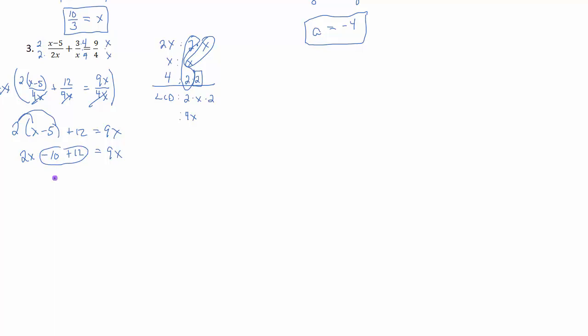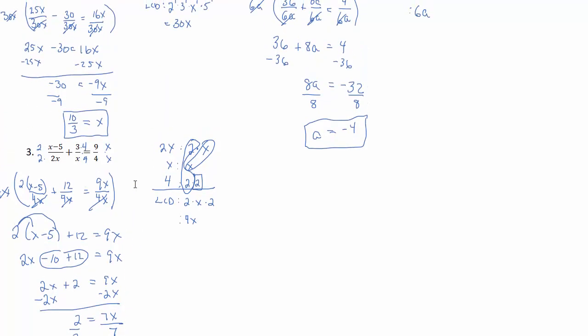Combine negative 10 and 12 together. 2x plus 2 equals 9x. Get all the x's onto one side by subtracting the 2x on both sides. 2 equals 7x. And if I divide by 7 on both sides, I get x equals 2/7 as our final answer. So the goal with these rational equations, again, is finding out what that LCD is so that you can get all of the fractions to have the LCD and then end up canceling those out.